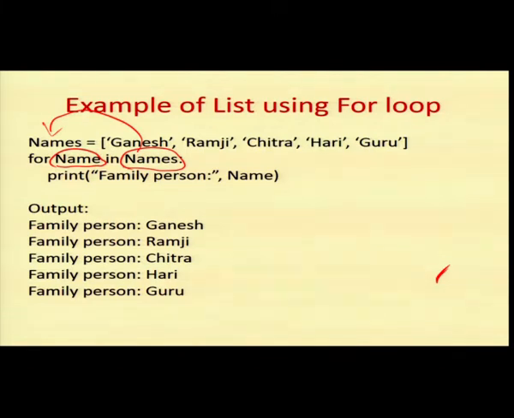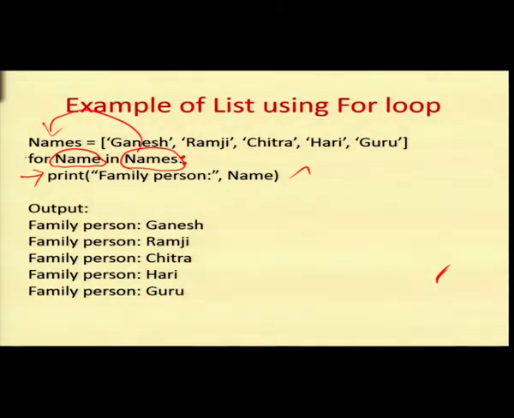Here I have written the program as for name in names and I have pressed enter. The cursor got indented. How did it get indented? It got indented because in the previous line I have stated colon. If you give a colon and press enter, what happens? This particular statement, whatever the statement may be, will follow the instructions of the for loop. This was discussed in the earlier session. So, here names is the variable name equal to Ganesh, Ramji, Chitra, Hari and Guru.